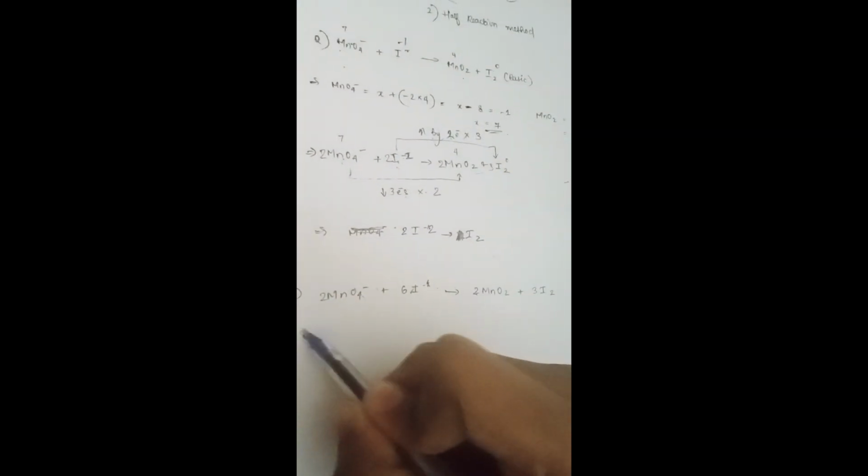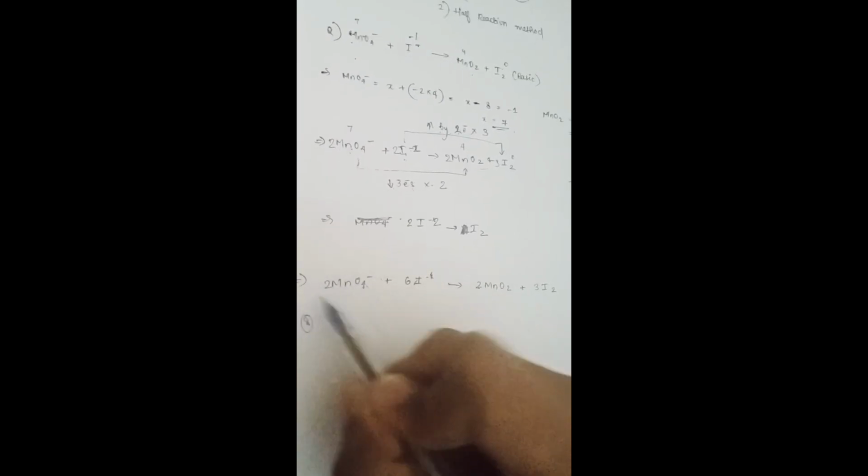Just like the oxidation number method, we must balance the number of oxygens. So how many oxygens are there on this side? 8 oxygen. See, 4 2s are 8. 8 oxygen. What about here? 4 oxygen. So how do you balance oxygen? We balance oxygen by adding H2O.